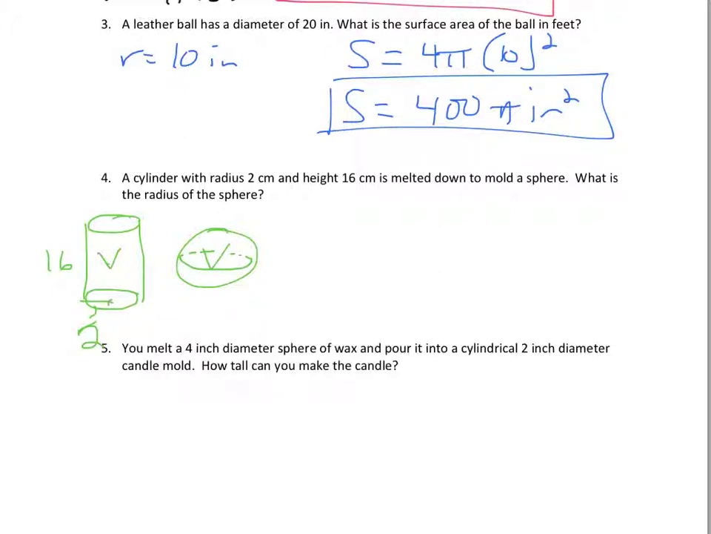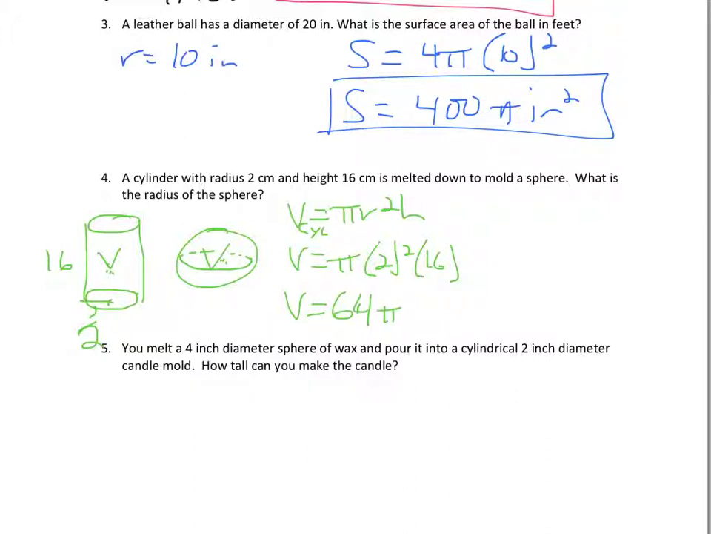So if we find the volume of the cylinder, that'll give us the volume of our sphere, and then we can use that volume to work backwards and find the radius. Let me show you how that works. Remember that the volume of the cylinder is pi r squared h. So the volume of that cylinder is going to be pi times 2 squared times 16. So we have 4 times 16, which is 64 pi.